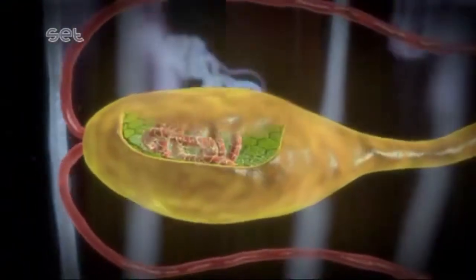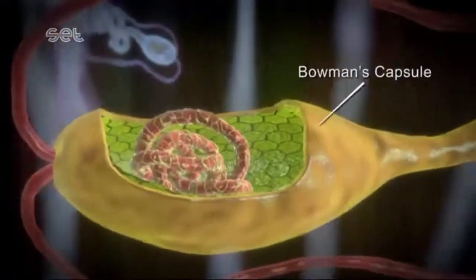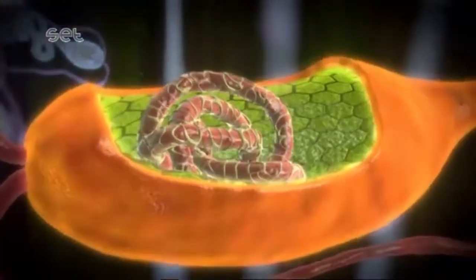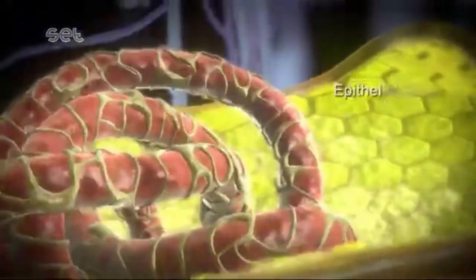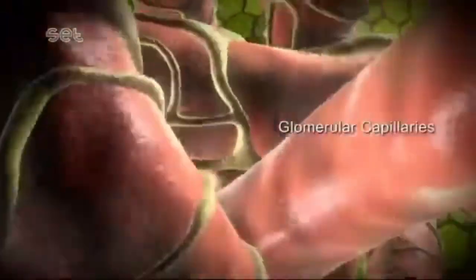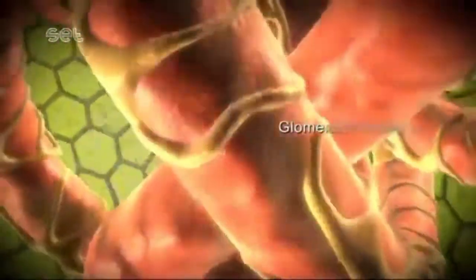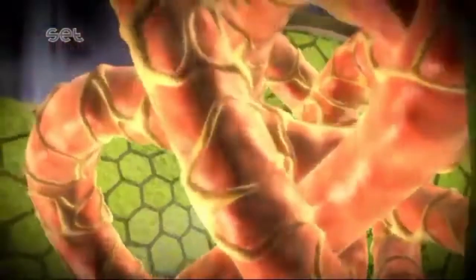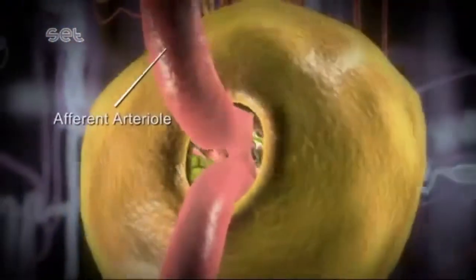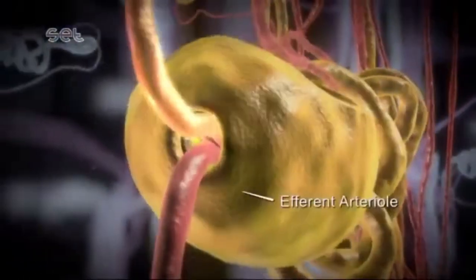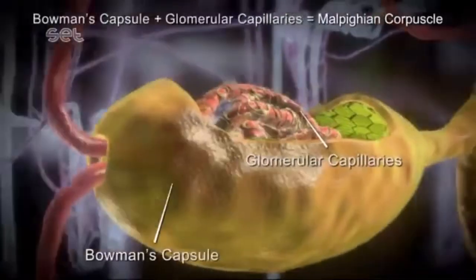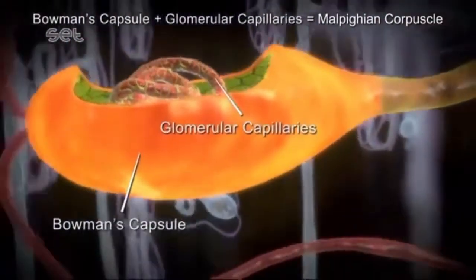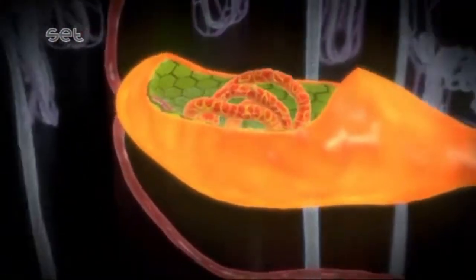Bowman's capsule is found at the beginning part of the nephron. The Bowman's capsule consists of a single layer of epithelial tissue which completely covers the glomerular capillaries. The glomerulus is a network of capillaries which fill the Bowman's capsule. The afferent arteriole entering the Bowman's capsule branches out into the glomeruli capillaries. These capillaries merge together and exit the Bowman's capsule as efferent arterioles. The structure formed by the Bowman's capsule and the glomerulus capillaries is called Malpighian corpuscle.